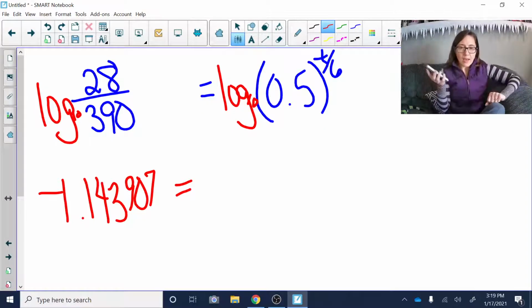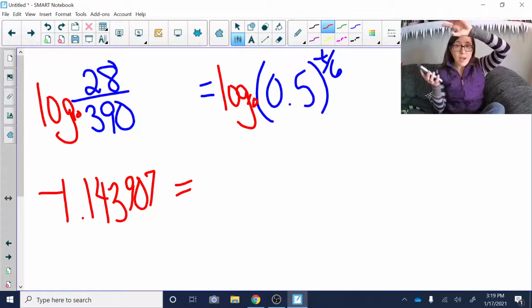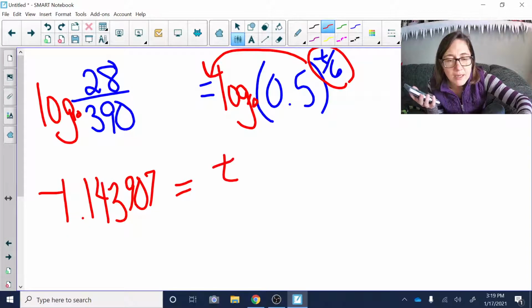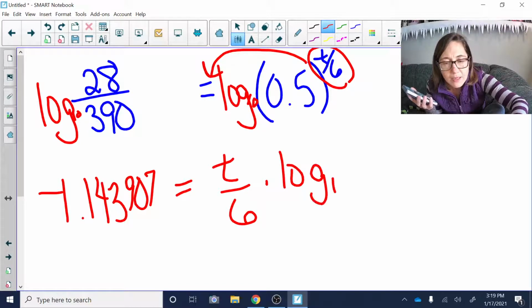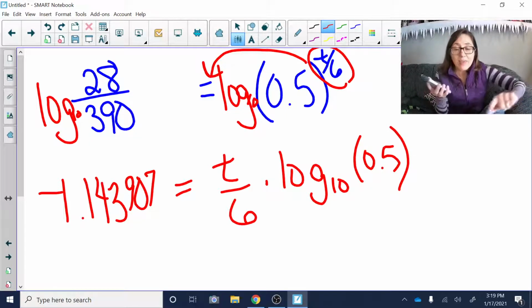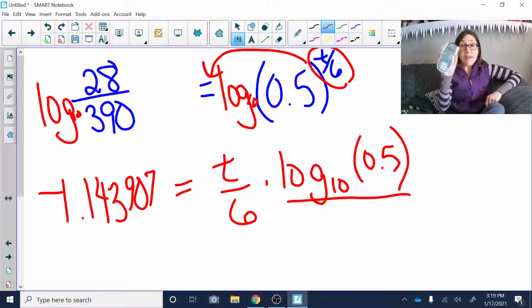Now, on the right side of this equation, I still have my t over 6 up in the spot of an exponent. So using the power to a power property, I'm going to shift that out front of my logarithm. It's going to be t over 6 times log base 10 of the 0.5. What that does is that gives me something I can evaluate on my calculator. There's no variables in that part that I just underlined, so I can calculate that.